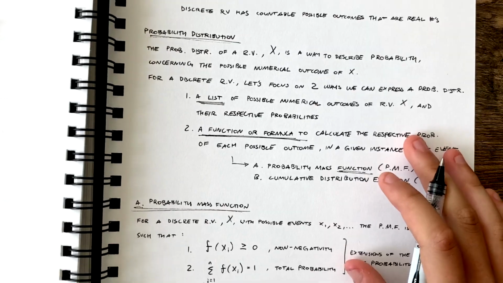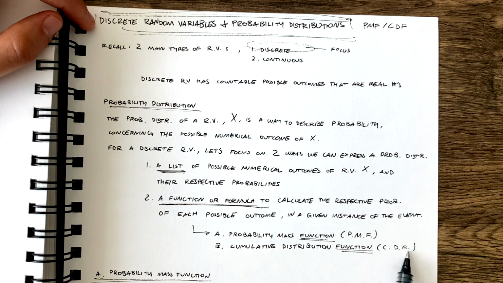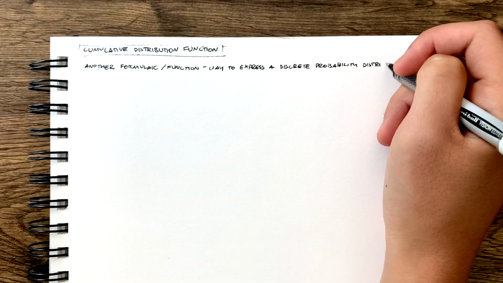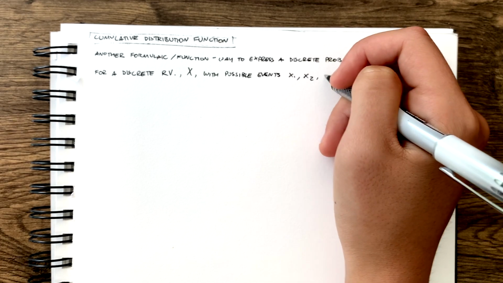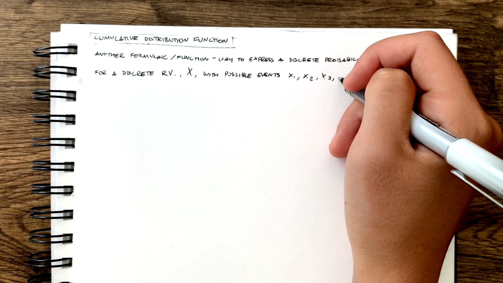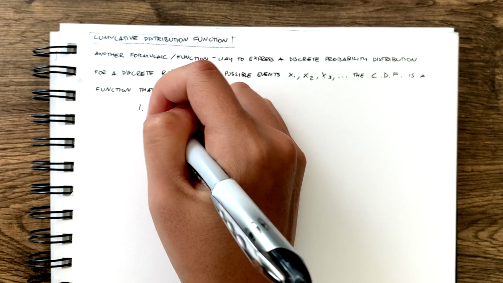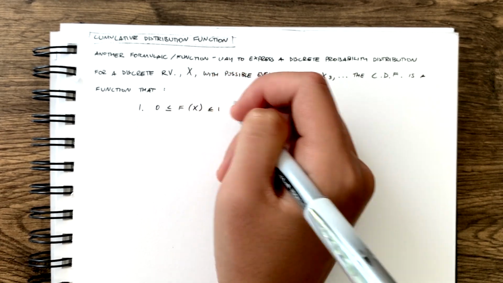All right, now let's move on to our other way that we can express a function in terms of a discrete probability distribution, and that'll be a CDF, as we talked about earlier, or in other words, a cumulative distribution function. And this is another formulaic way that we can express a discrete probability distribution for a discrete random variable x, where it has possible events x sub 1, x sub 2, and so on. And we can also say that our cumulative distribution function is a function such that these certain statements are true.